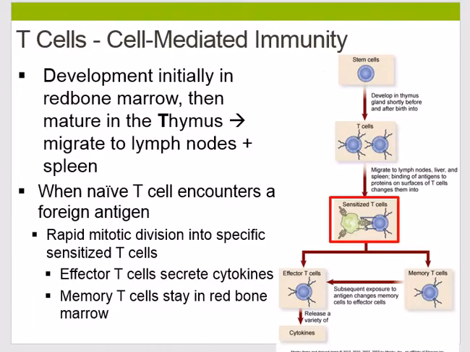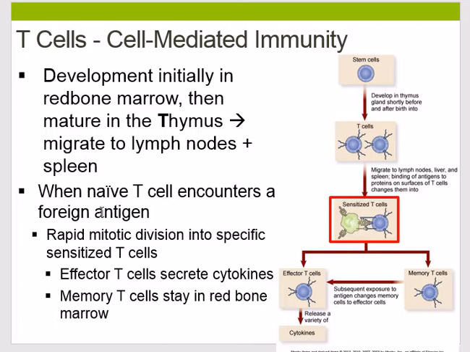And we spoke a fair amount specifically about B cells, and now let's elaborate on T cells. T cells initially develop in red bone marrow, and then they migrate to the thymus, where they mature, and then they're going to migrate to lymph nodes as well as to the spleen. When an antigen encounters a naive T cell, similar in name to the naive B cell, this is a T cell that has receptors on its surface.